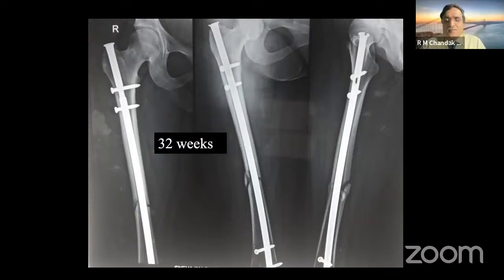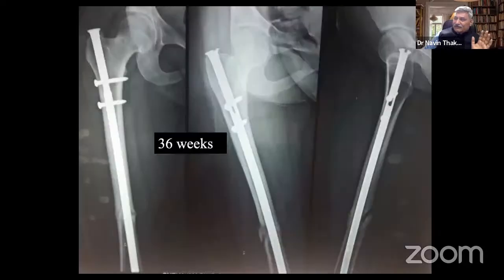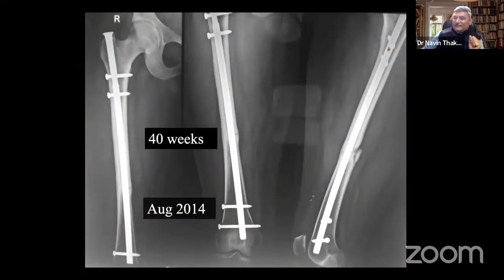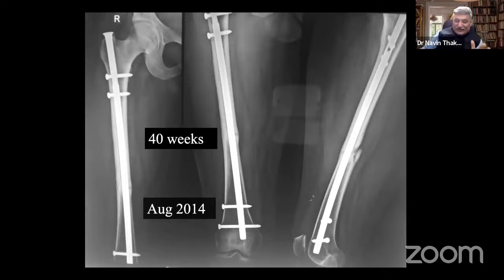Yes. So we are worried. Patient is worried. Surgeon is worried. Patient is moving from one place to another. So we just injected the bone marrow. We thought that we have good stability, but we need some biology to be given. And you can see it started healing at 36 weeks, and at 40 weeks, it healed. But it is very difficult to say, Naveen bhai, that it is because of bone marrow. Yes, you are right. You are absolutely right.